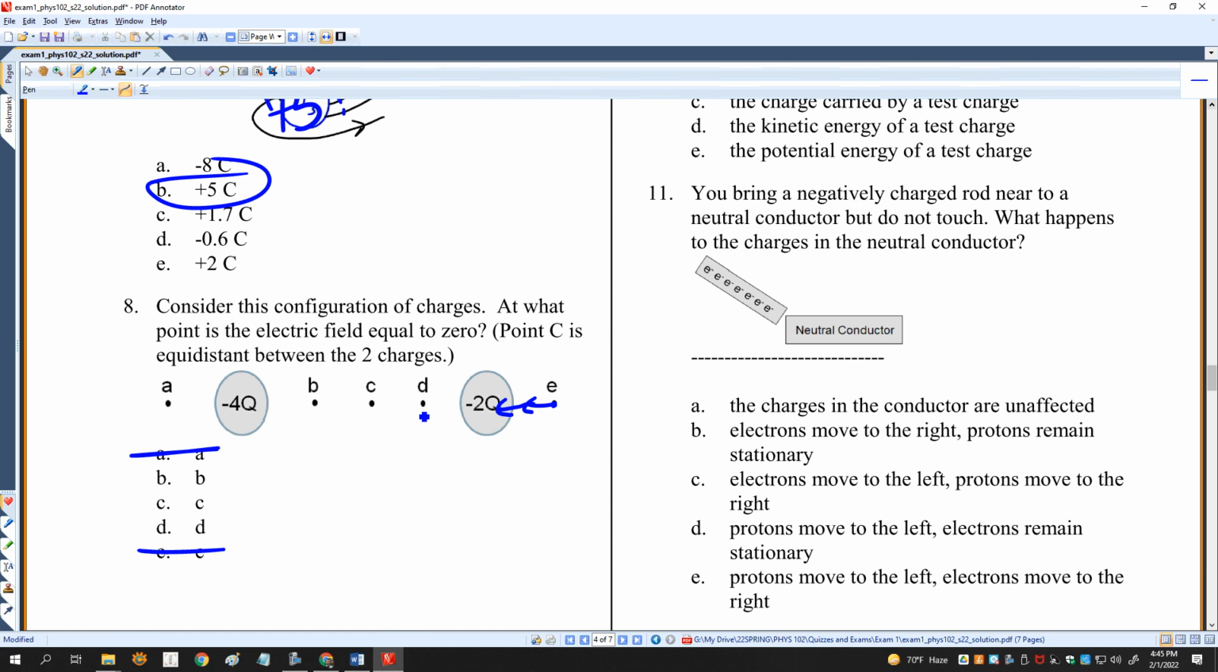And remember, in general, you probably want to get farther away from that big charge. I know that if I try to go to C, I'm going to feel a big electric field due to that one, and a smaller one due to that one, so it can't be C. I'm betting that it's D because I'm far away from that. So I feel an electric field due to the minus 2q, and I would feel a bigger electric field due to the minus 4q, but I'm farther away from it. So D is the right answer.